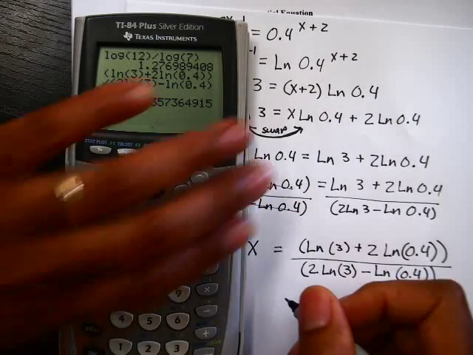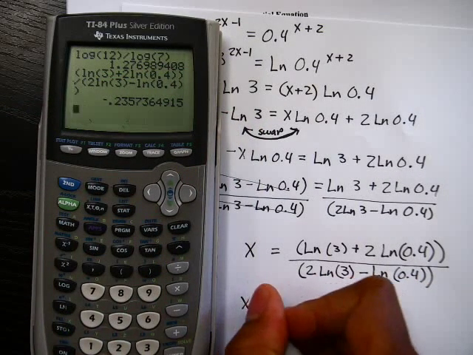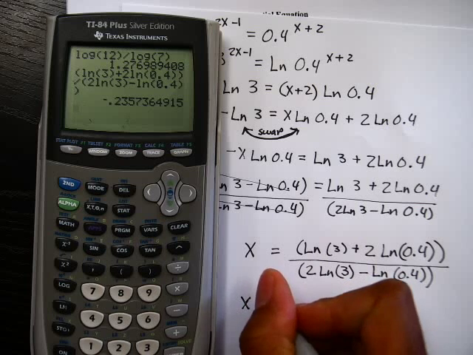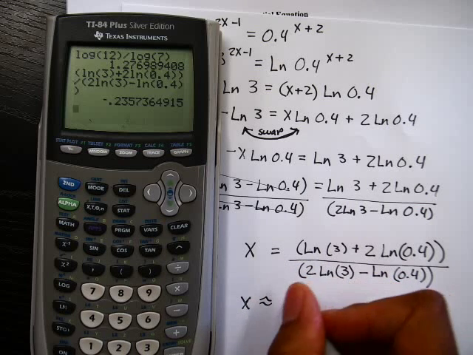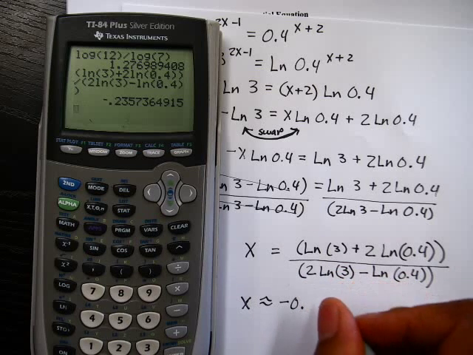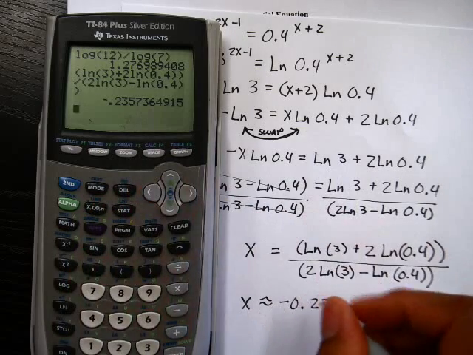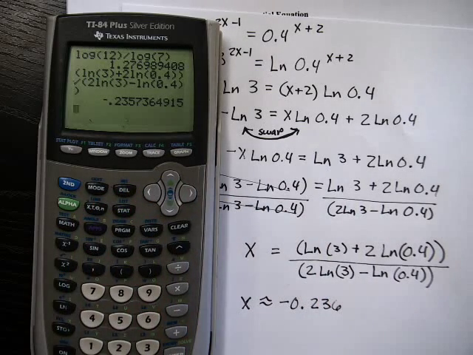And when you hit enter, you're going to round this, remember, to the nearest thousandth. And so now I can say that x is approximately negative 0.23, and that 7 tells the 5 to round up to a 6.